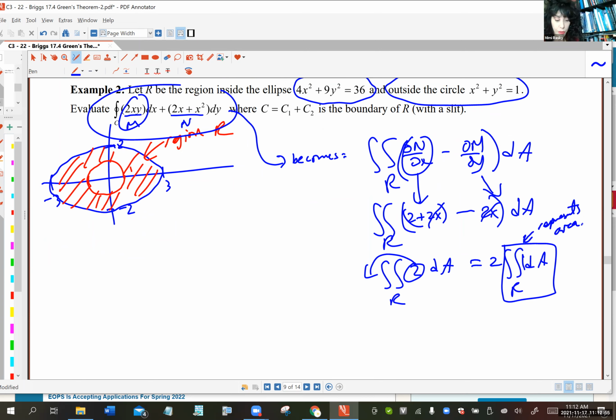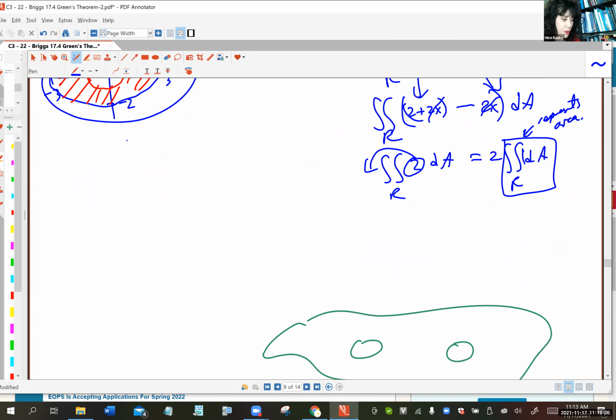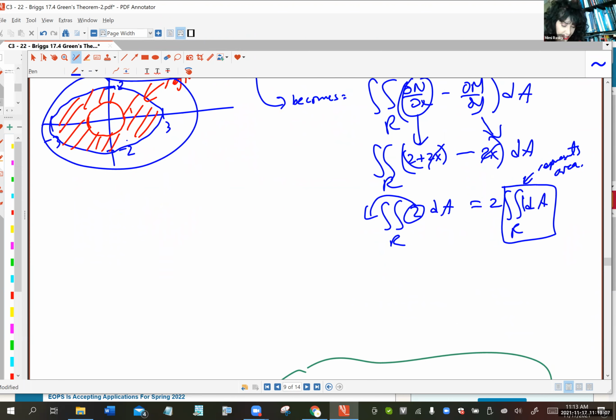Area of our region. What's our region? It's a special region because it kind of looks like a squashed donut. It's inside the ellipse, but outside the circle. Okay, so what is the final answer going to look like?